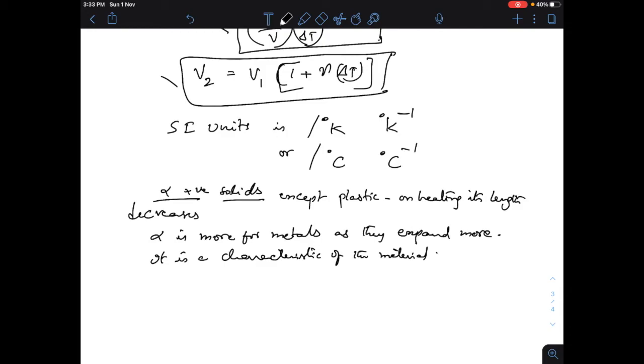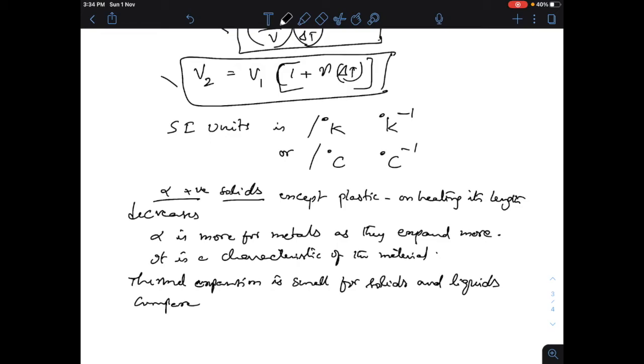Thermal expansion is small for solids and liquids compared to gases. Gases expand more compared to solids and liquids. Therefore, thermal expansion is small for solids and liquids compared to gases. And more about gases we will learn in another chapter, kinetic theory of gases.